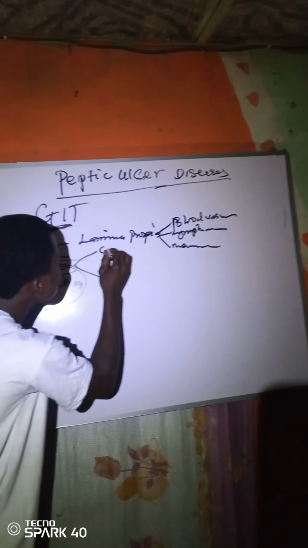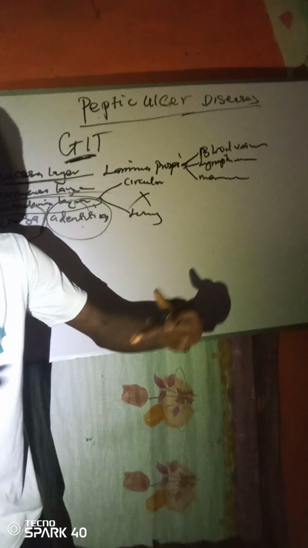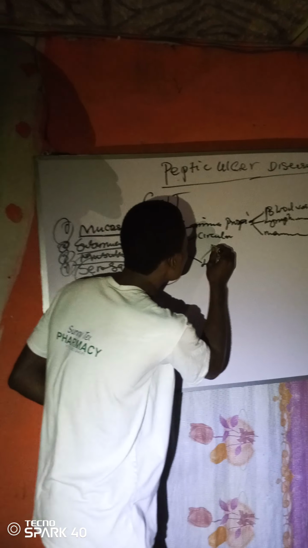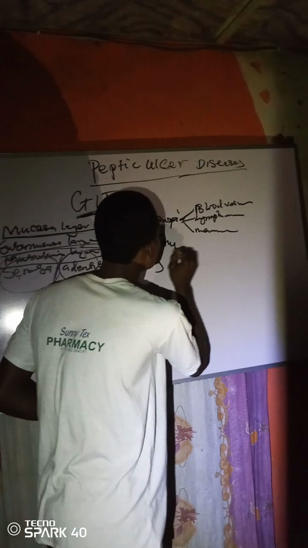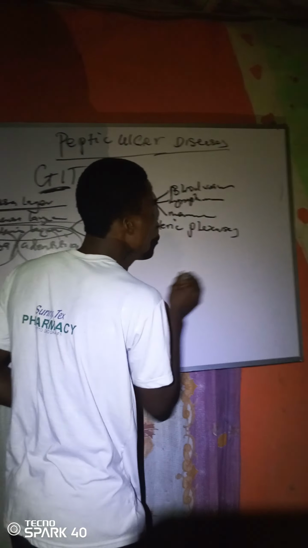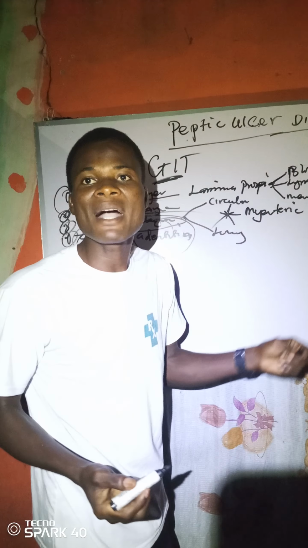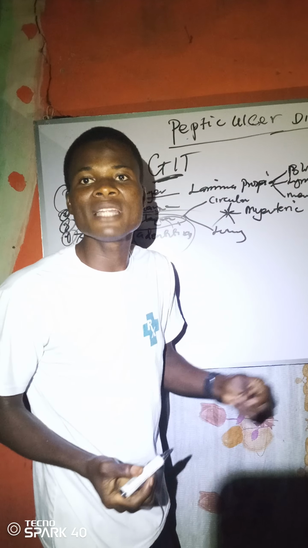So in between this circular layer and the longitudinal layer, there is a plexus. Remember we said plexus is a place where two nerves come together. There is a plexus of nerves called the myenteric plexus, or the Auerbach's plexus. This plexus is made up of sympathetic and parasympathetic nerves.